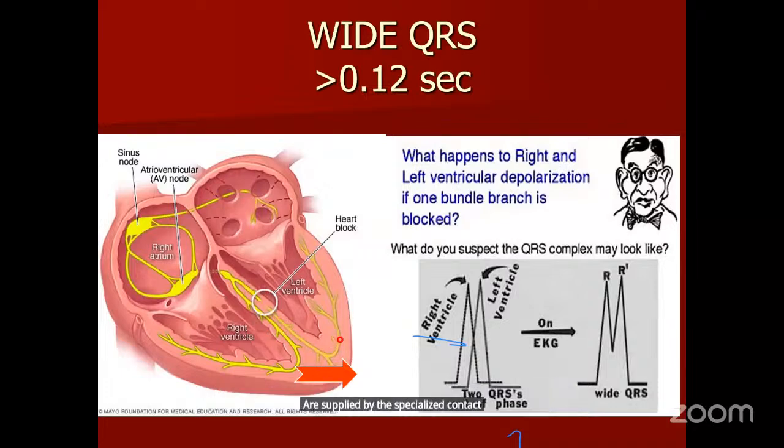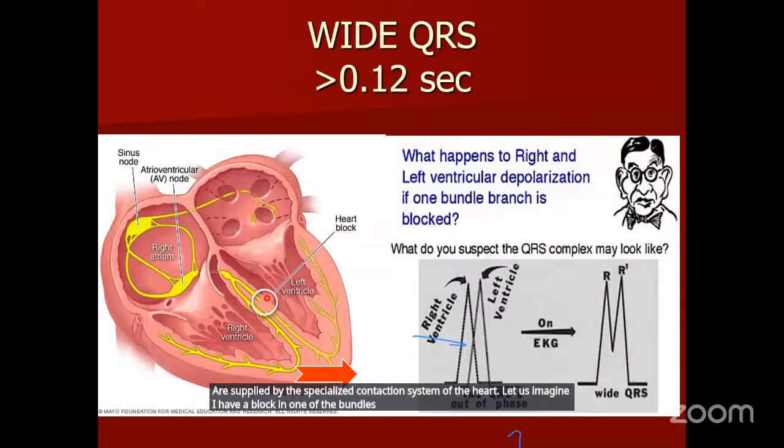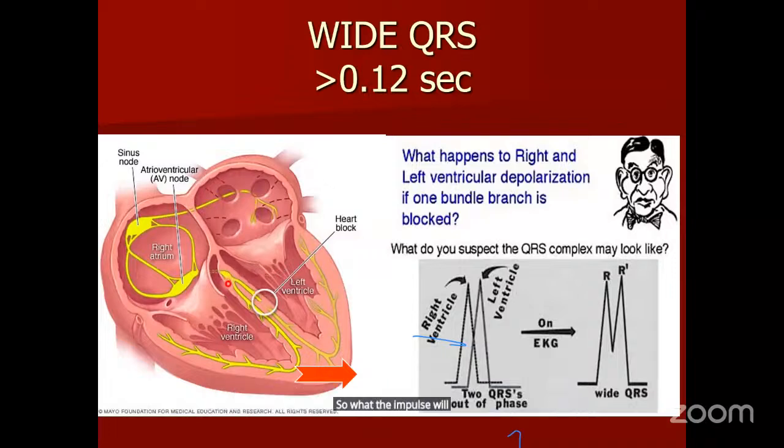Let us imagine I have a block in one of the bundles. One of the specialized bundles I have blocked. Let us say I have a block in my left bundle. So what the impulse will do is it will come through the right ventricle first through the intact right bundle, then travel through the muscle to depolarize my left ventricle. So left ventricle has to be depolarized, then only it can contract. So left ventricle ultimately has to be depolarized, although the bundle to the left ventricle is blocked.